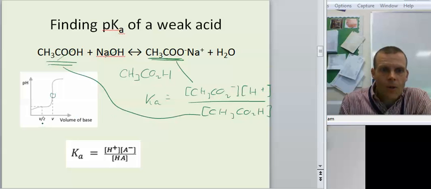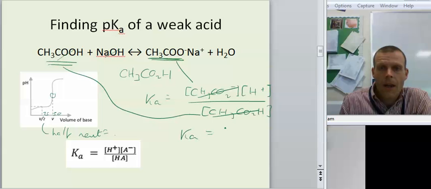That's referred to as my half neutralization point. So if neutralization was at 50, let's say, half neutralization is at 25, and at half neutralization, that and that are the same. In other words, my Ka is equal to the H plus ion concentration, which means my pKa is equal to the pH, and from that I can work out my pKa for that particular acid.